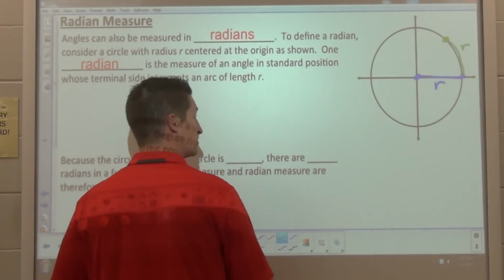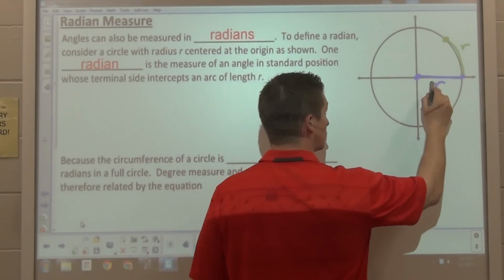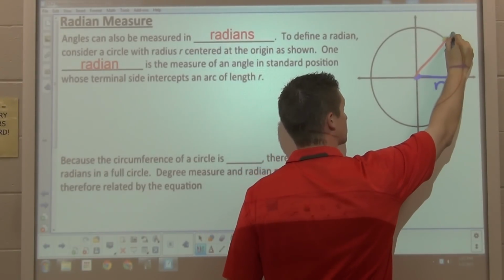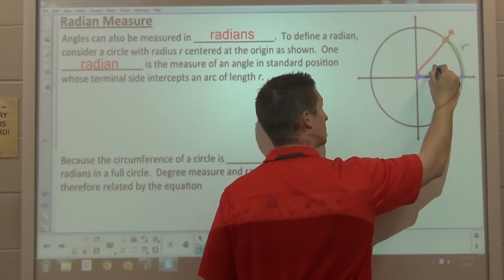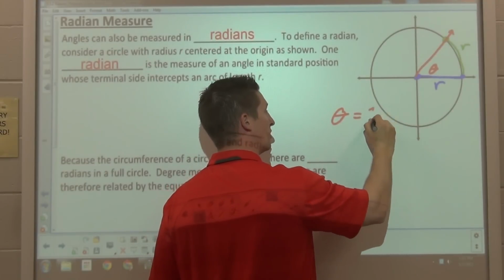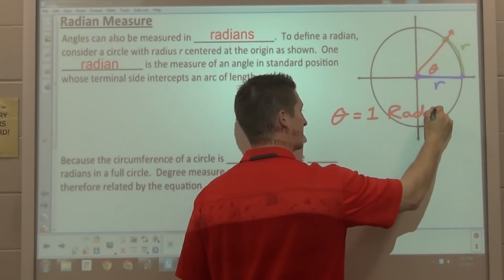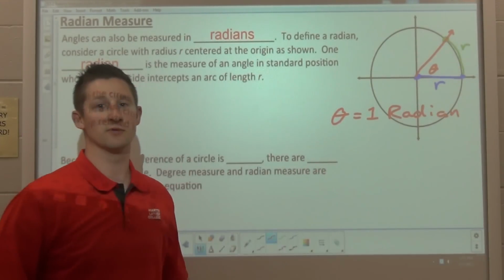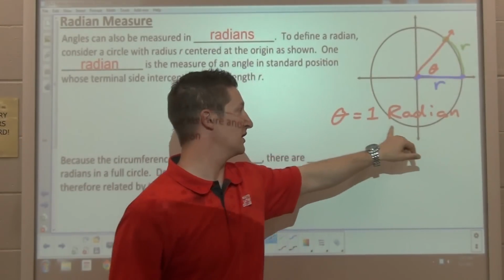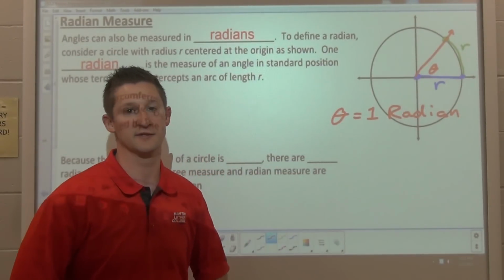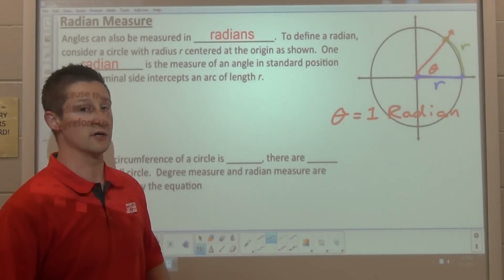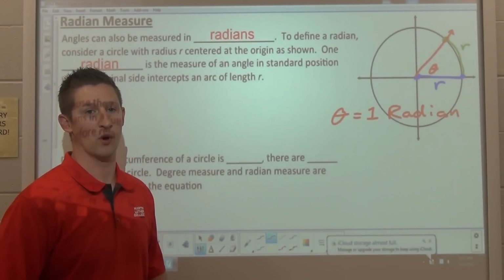Now, if I were to make an angle whose initial side was here, and I put the terminal side intersecting that arc right there, that angle that I've just created, we'll call it theta. Theta would be equal to 1 radian. Measurement of an angle that intercepts an arc of length r is equal to 1 radian. So now if you're wondering about what that might be, it looks like it's about 60 degrees or so, and that's a pretty good estimate for what 1 radian might be.